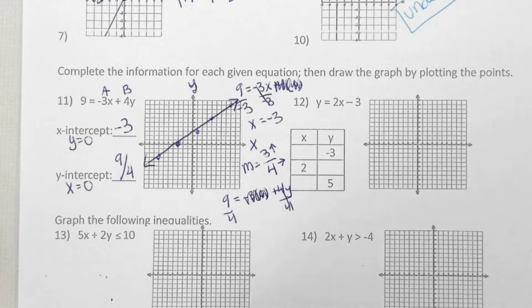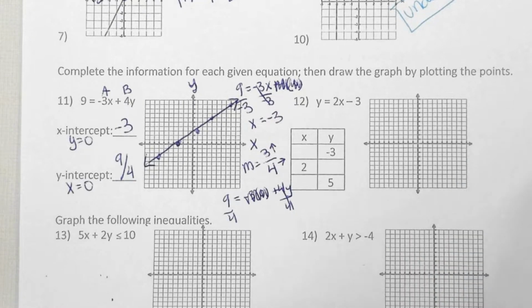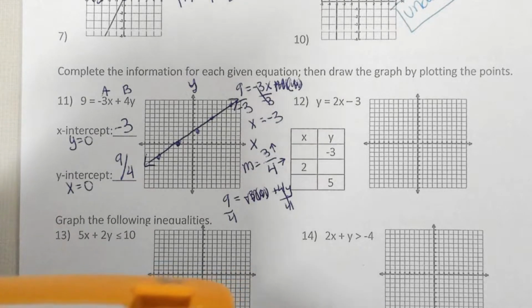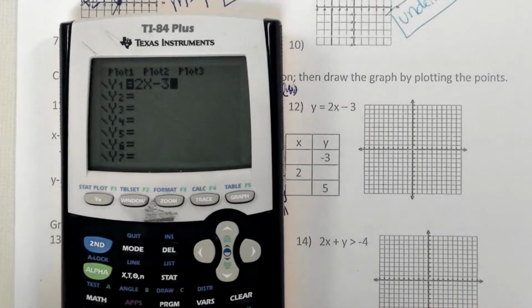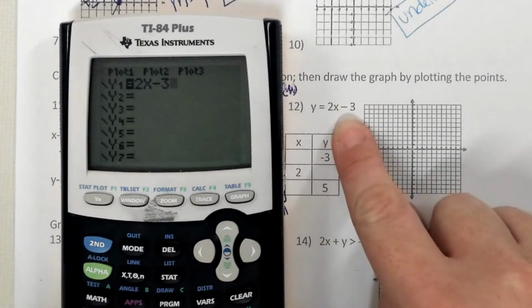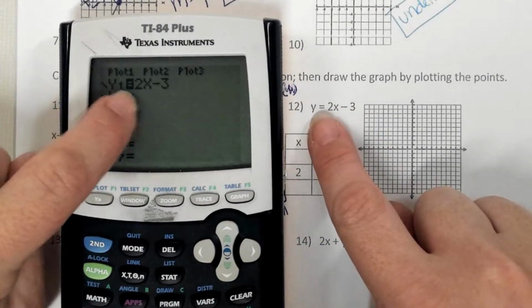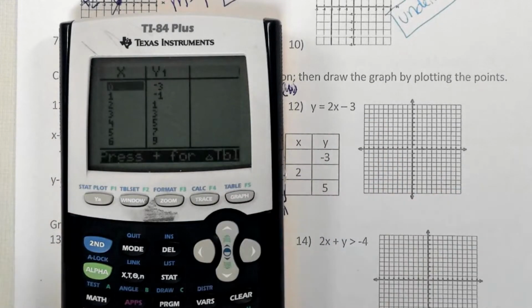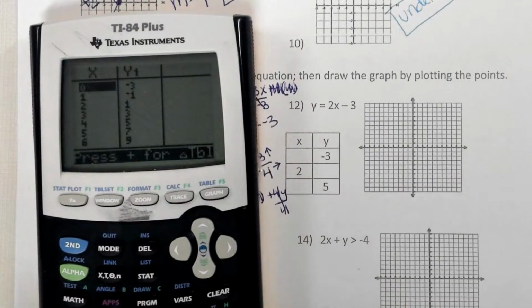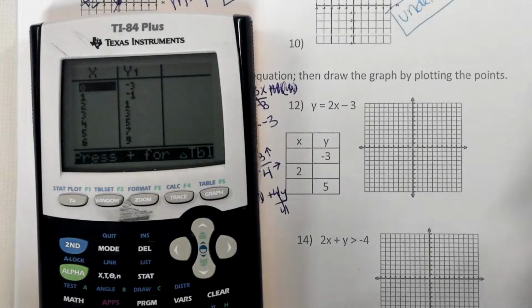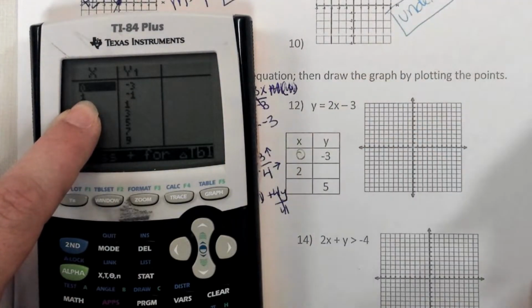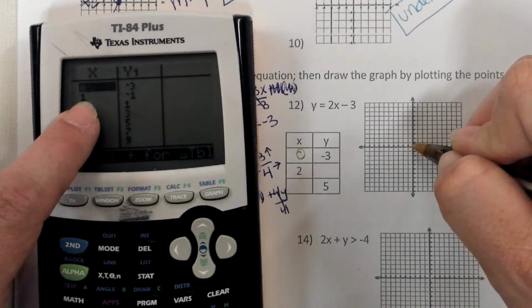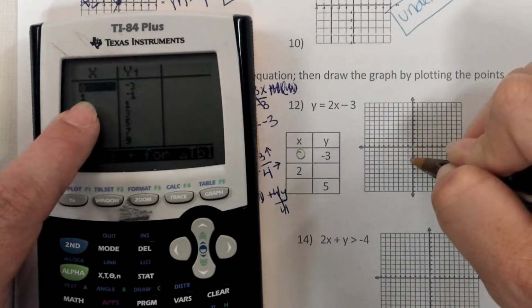Now the best part about number 12 is it's in y equals. Y'all, what can we do with a y equals equation? Type it in our calculator. So I can come here and I can do 2x minus 3. That's the exact equation, y equals 2x minus 3. And I can go to my table and fill in these empty spots. So I'm looking for y is negative 3. Look, I'm already there. X is 0. So at 0, negative 3, 1, 2, 3.